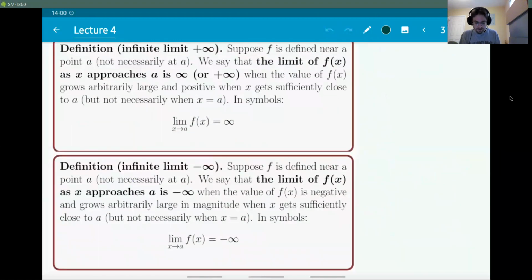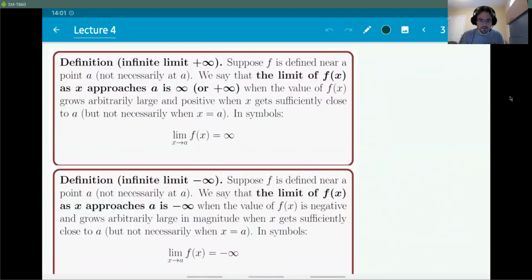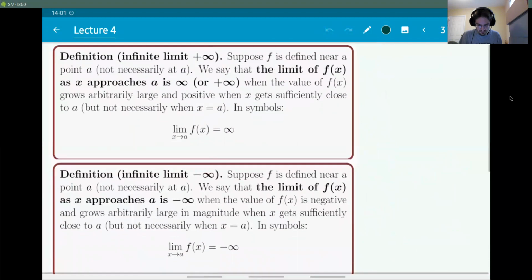This is the moment where you pause the video and copy this down in your notes. It looks scary, with long definitions here, but you'll see it is basically very intuitive. Infinite limits just means either plus or minus infinity. So the first definition here is talking about an infinite limit of plus infinity.